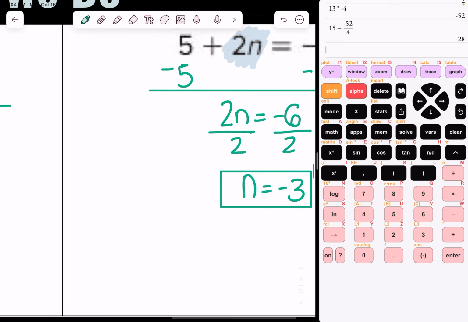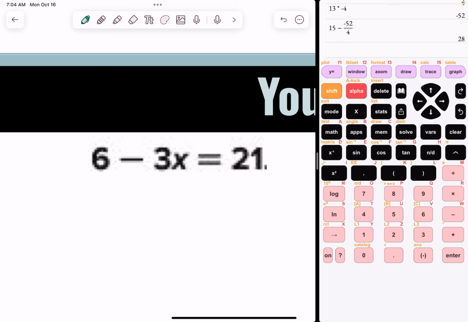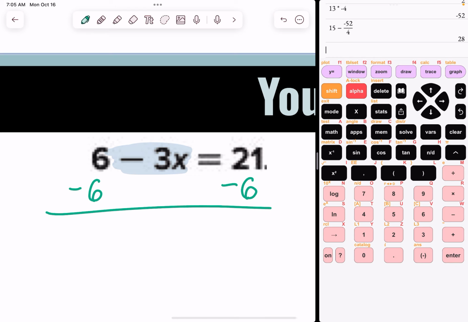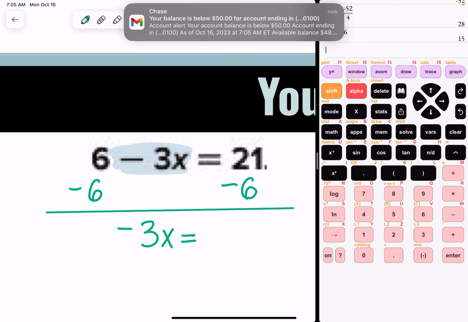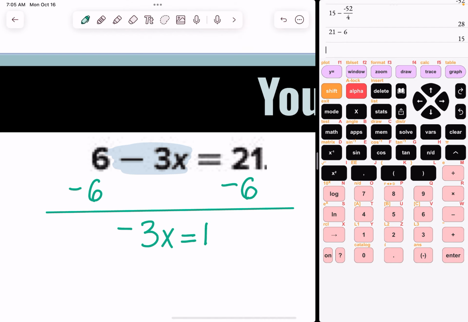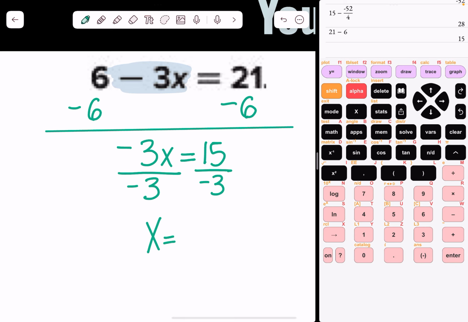Alrighty, let's look at this next one. We want to get this negative 3x by itself. So to get rid of positive 6, we are going to subtract 6 on both sides. We will get negative 3x equals 21 minus 6 is 15. Then to get rid of the negative 3, we are going to divide by negative 3 on both sides. And we get x equals negative 5.